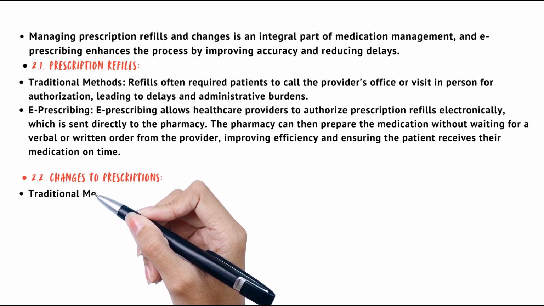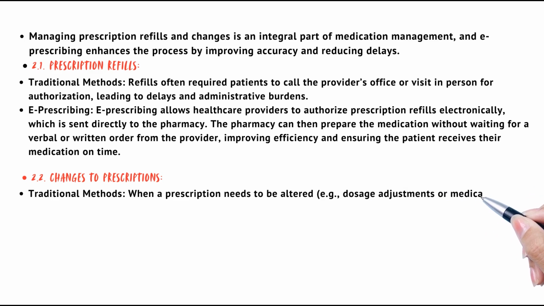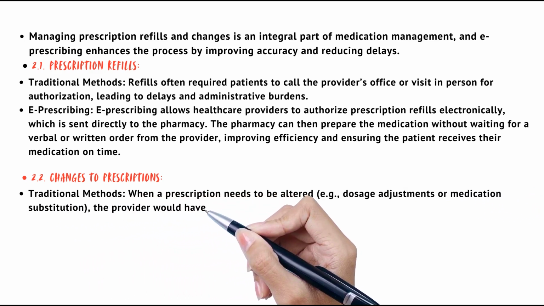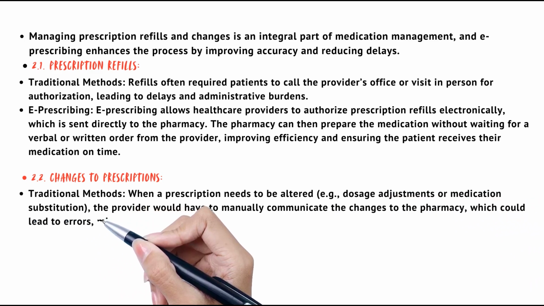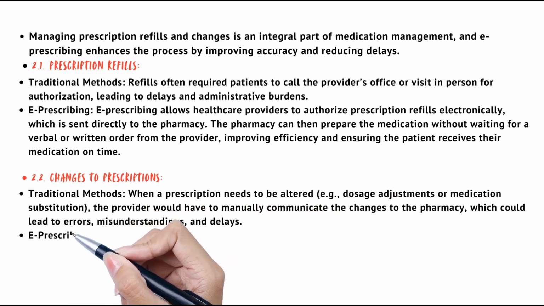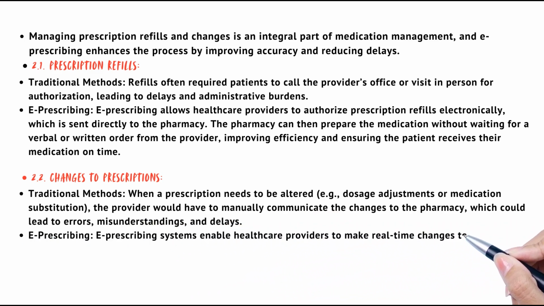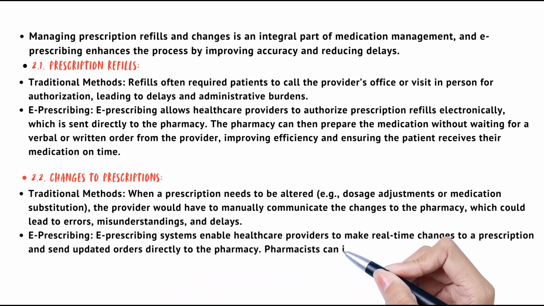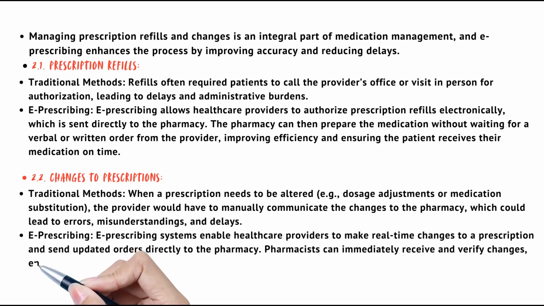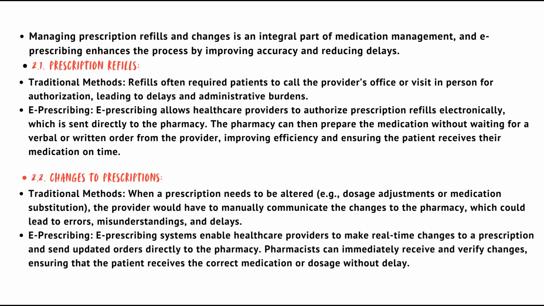2.2. Changes to prescriptions. Traditional methods. When a prescription needs to be altered, e.g., dosage adjustments or medication substitution, the provider would have to manually communicate the changes to the pharmacy, which could lead to errors, misunderstandings, and delays. E-prescribing. E-prescribing systems enable healthcare providers to make real-time changes to a prescription and send updated orders directly to the pharmacy. Pharmacists can immediately receive and verify changes, ensuring that the patient receives the correct medication or dosage without delay.